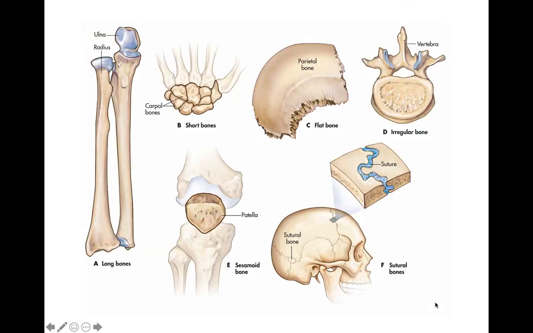Now, here we have kind of a nice diagram, a nice overview. Your text has a diagram very much like this. Okay, so we have our long bones. We're using the radius and ulna as an example for that. Short bones, your carpals. Flat bones, the bones of the skull, as I said. Irregular bones, your vertebrae are a great example of irregular bones. The sphenoid is another wonderful example of an irregular bone. Your sesamoid bones, patella, your sutural bone, and again, the hyoid.